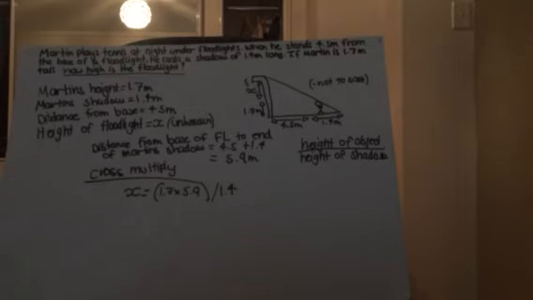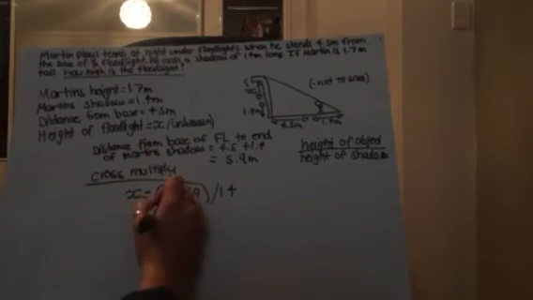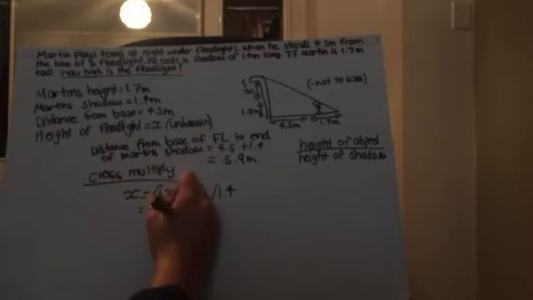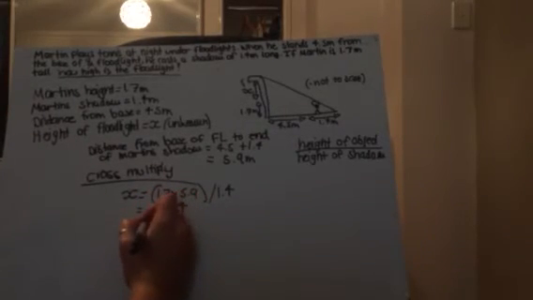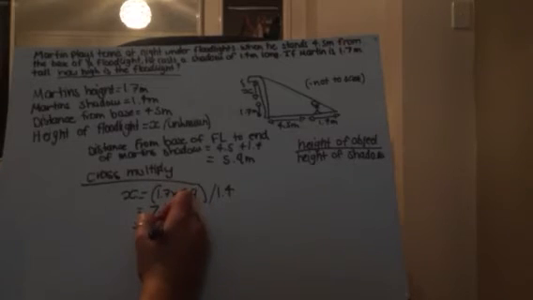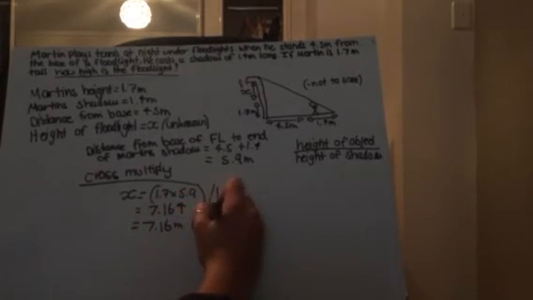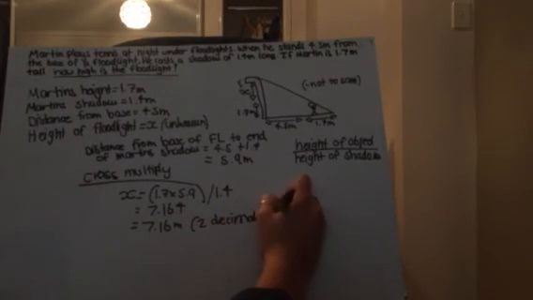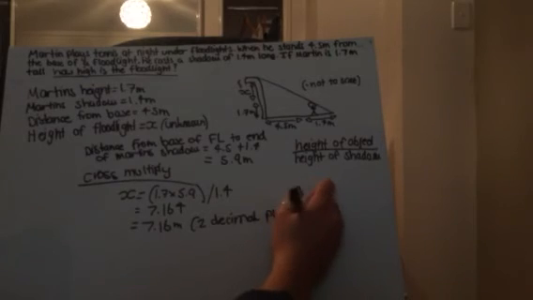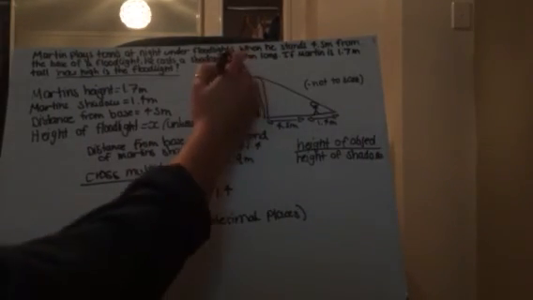So now do this in your calculator, and you should get 7.164. Now we are going to round this to 2 decimal places. 7.16 meters. And that is the height of the floodlight.